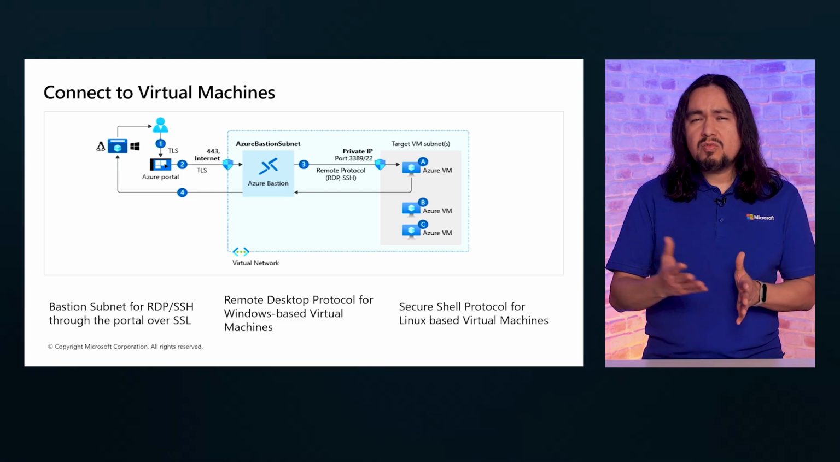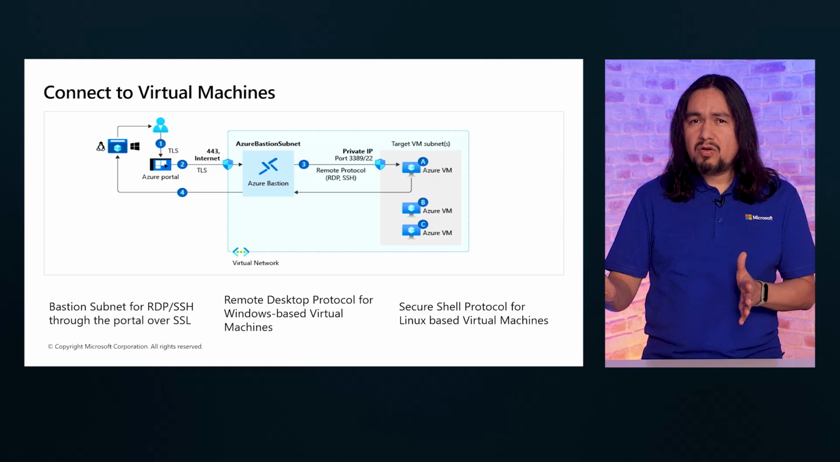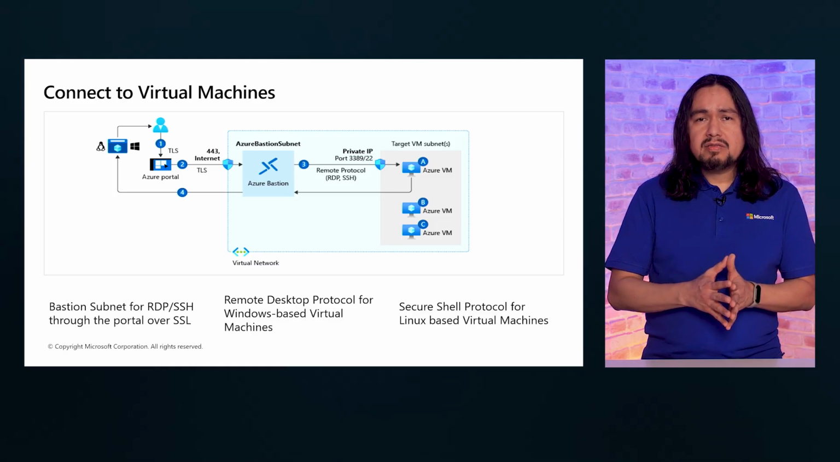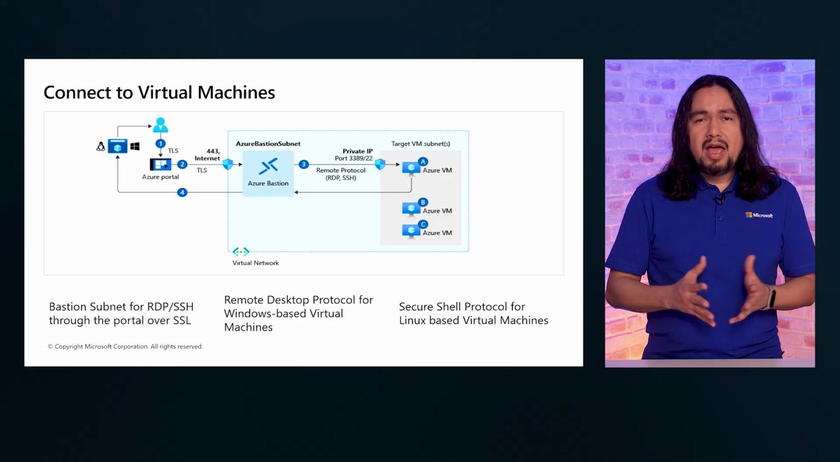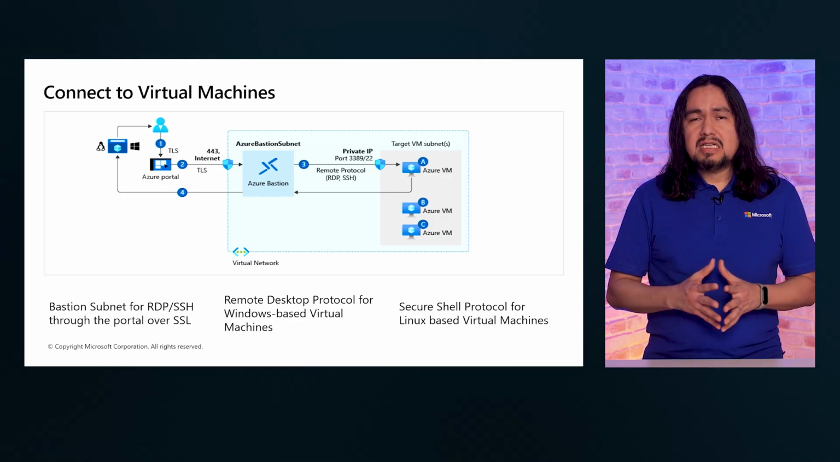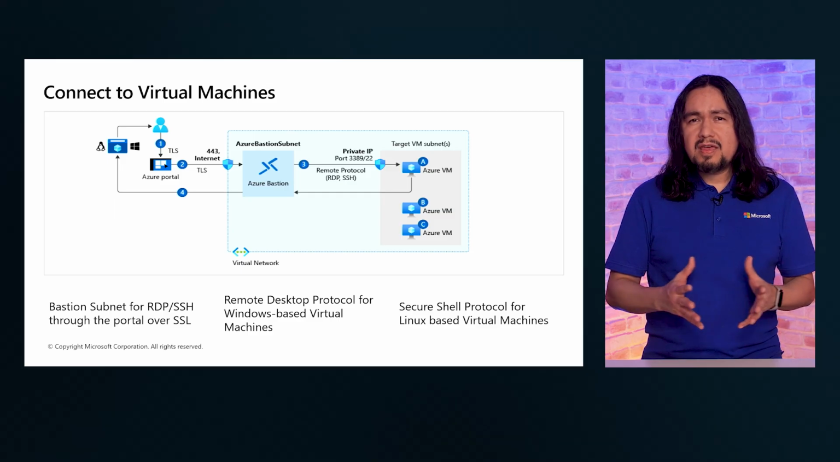If it's a Windows machine, it will connect you through RDP, or remote desktop protocol, or if it's a Linux machine, it is going to connect you through SSH. And remember, all this connectivity is secure. You can think of it as a jump server as a service.